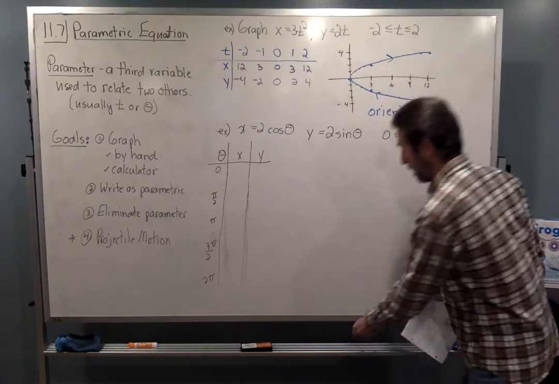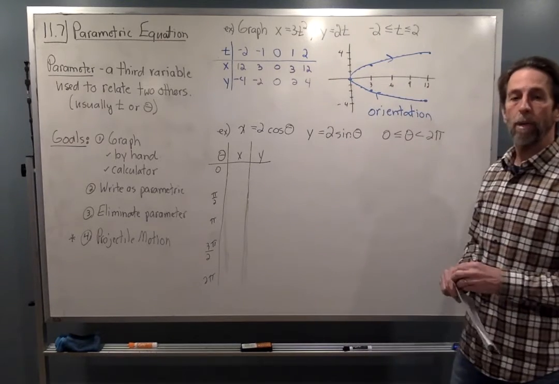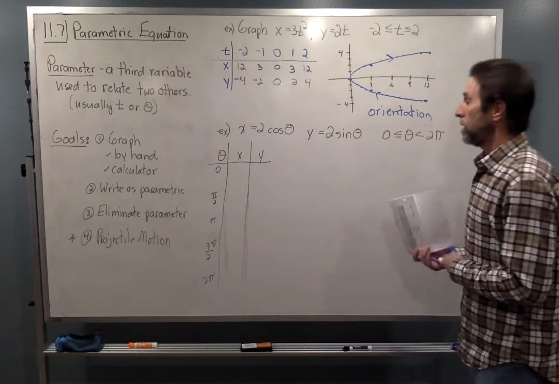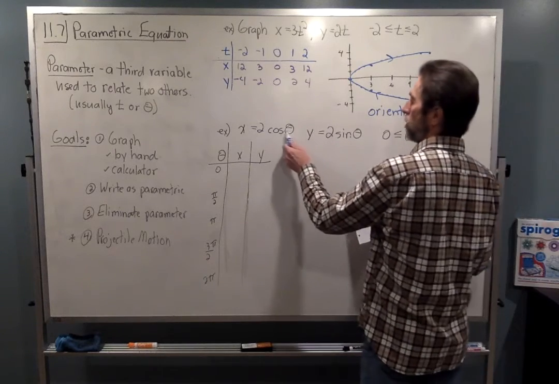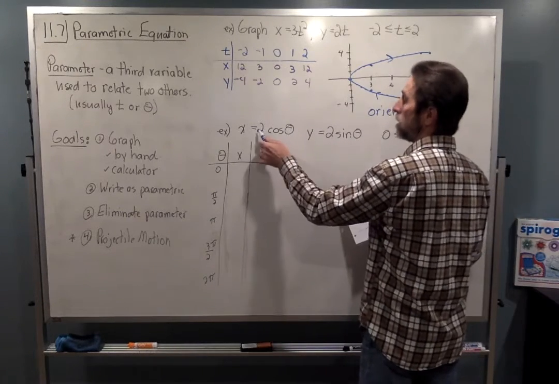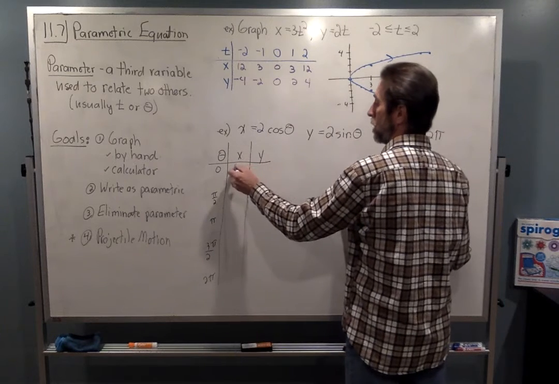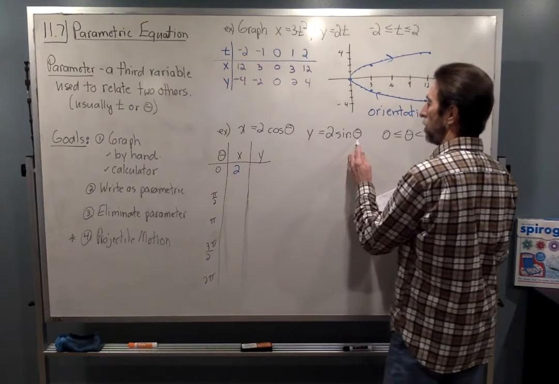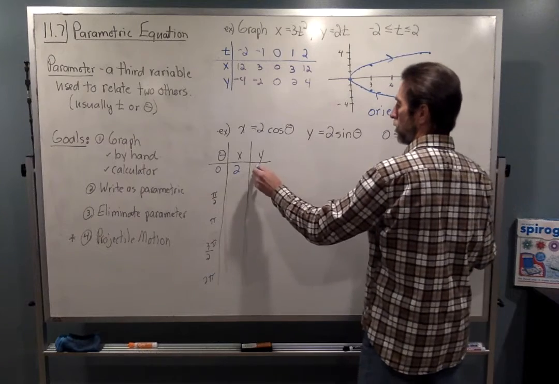And if I can not quite tell what's happening, I can always fill in the gaps. Well, at 0, the x is going to be the cosine of 0, which is 1, and then multiply it by 2, so you get 2. You put a 0 in here, you're going to get 0.